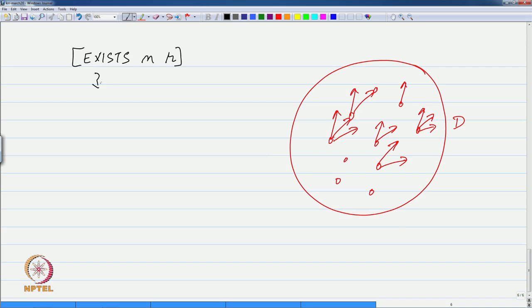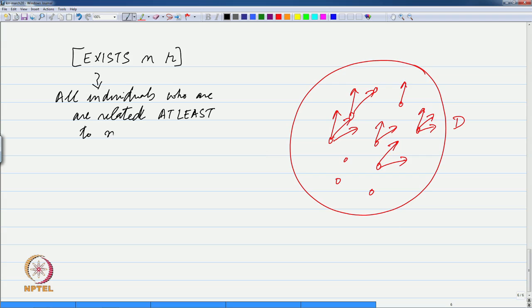What does this stand for? This stands for all individuals who are related at least to n individuals by R. The role or the relation is R essentially.